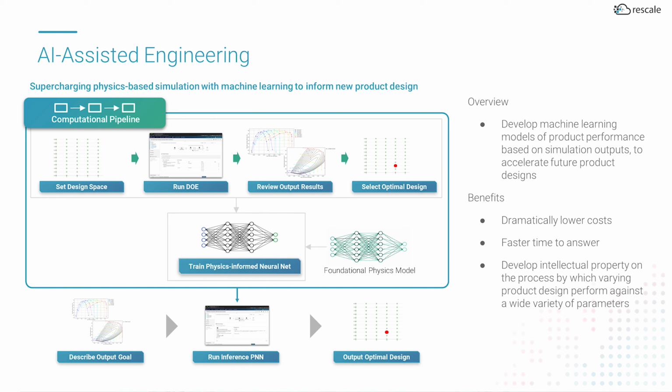Engineers can then use this inference model to identify preliminary hypotheses for new products that best meet specific design objectives. By automating this entire process in a computational pipeline on Rescale, organizations can make this process more repeatable and incorporate insights from additional simulations to further enhance their ML models.